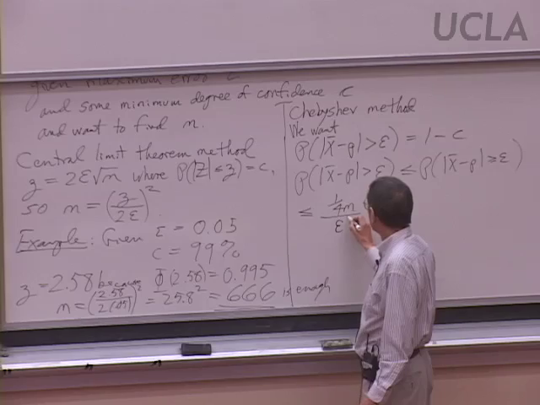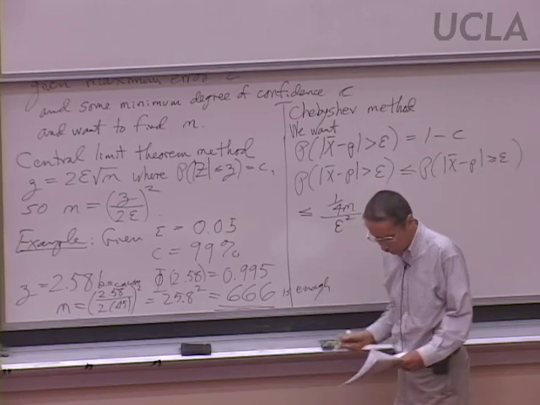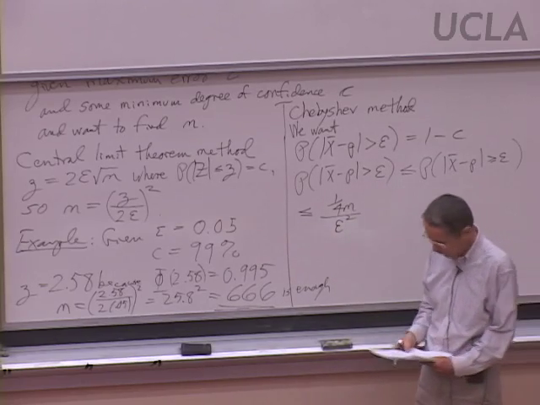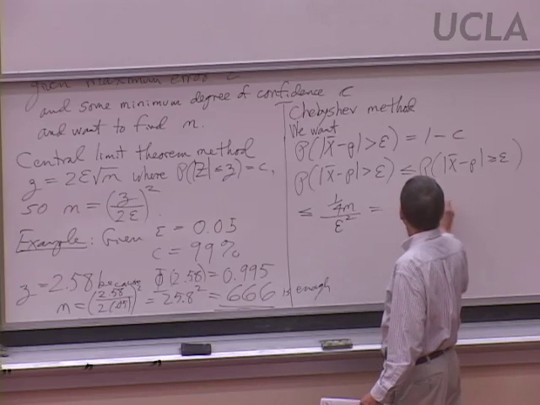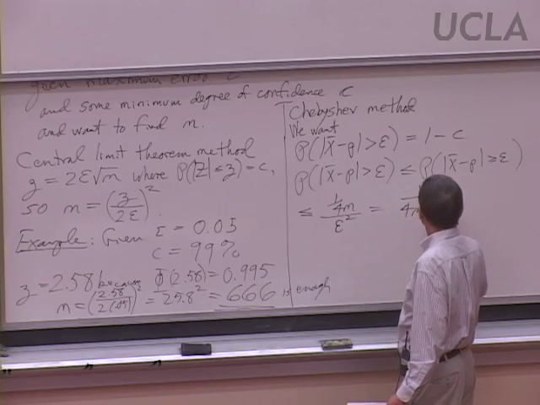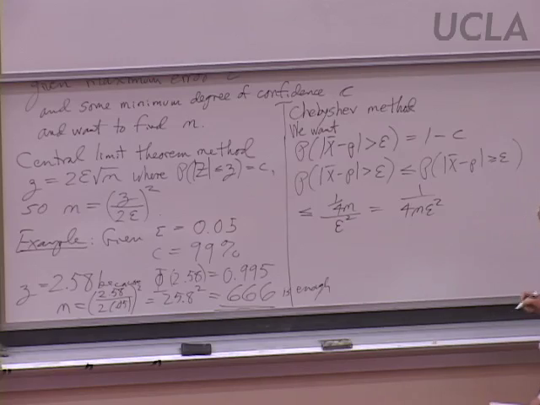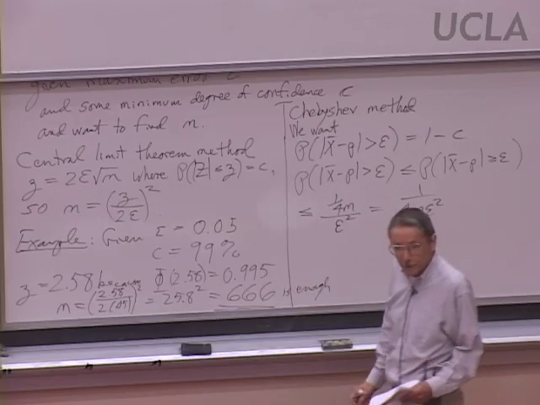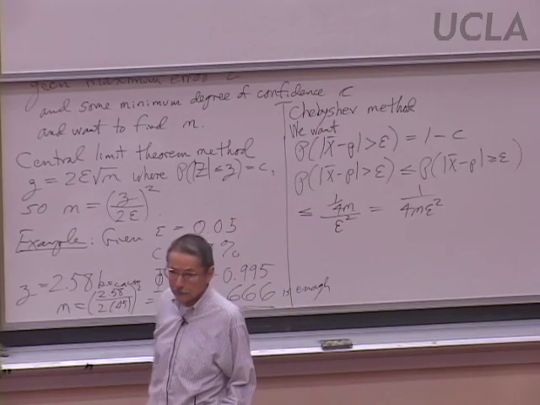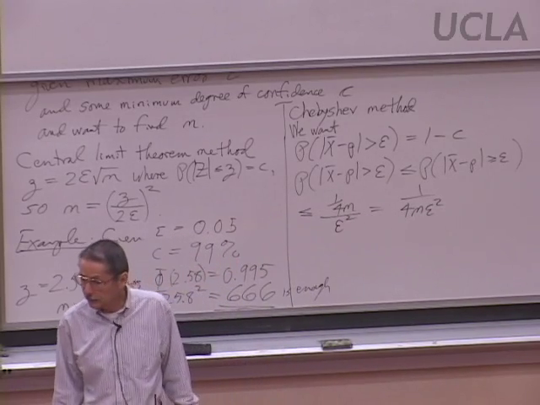This over epsilon squared. Well, so it's a compound fraction. Clean it up. So Chebyshev's inequality says the probability the error is large is bounded by this. And so it's enough to make that to be 1 minus c.